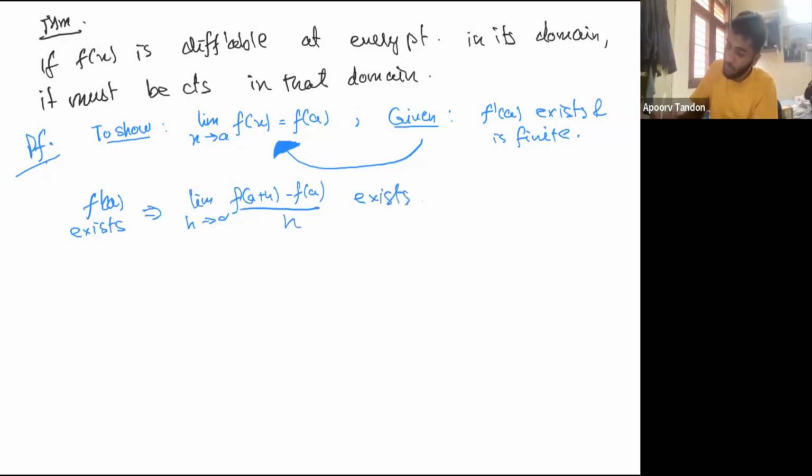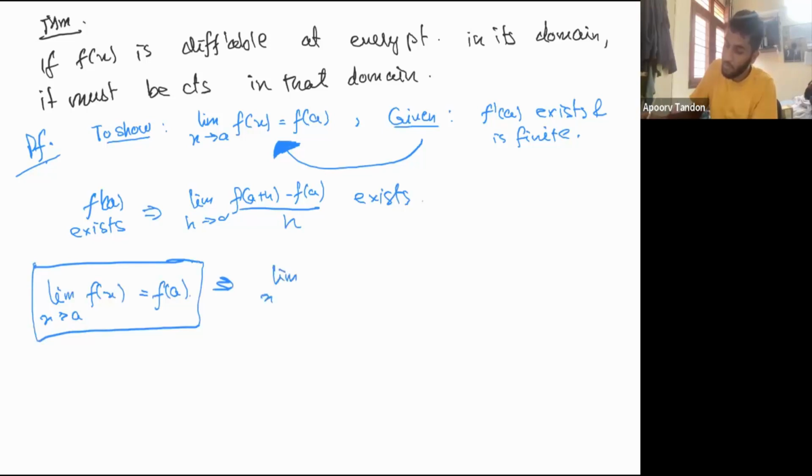So let us consider the limit as x tends to a of f of x to be equal to f of a. This is what we have to show, right? This can also be written as the limit as x tends to a of f of x minus f of a is equal to 0, because the limit of f of a at a is just f of a. So instead of proving this, we can also show this. These are both equivalent.